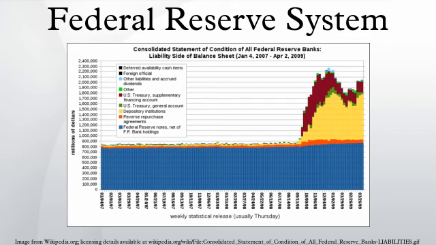Formal meetings typically are held 8 times each year in Washington, D.C. Non-voting Reserve Bank presidents also participate in committee deliberations and discussion. The FOMC generally meets 8 times a year in telephone consultations and other meetings are held when needed. Federal Advisory Council.